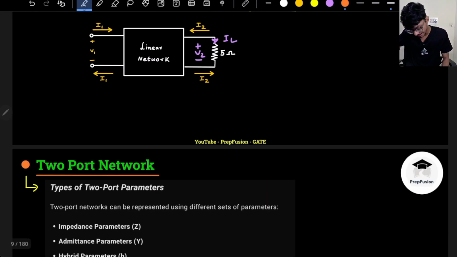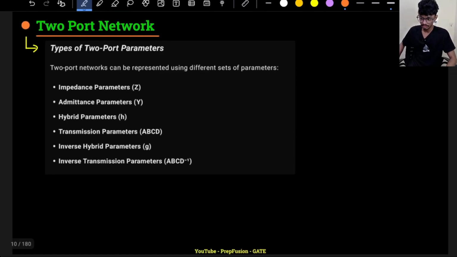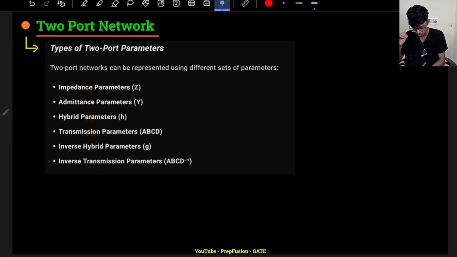Now let's come to the types of two-port parameters. I told you we will have 6 types, and these are the types. Today we will study impedance parameters. Slowly we will learn about all the other parameters as well. You don't have to worry at all.